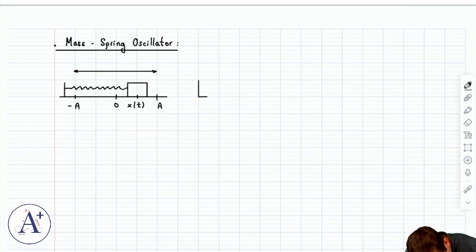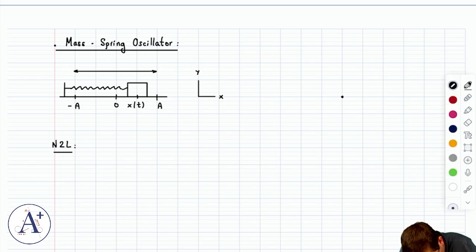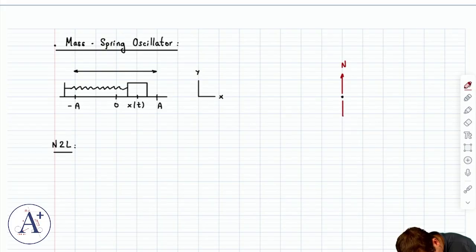Now if I let this be y and this be x, and I write Newton's second law, then what do I get? Well, perhaps I'll write Newton's second law down here, because perhaps I want to draw a free body diagram of this thing. Okay, so it's going to be the normal force, the weight force, and then the spring force.